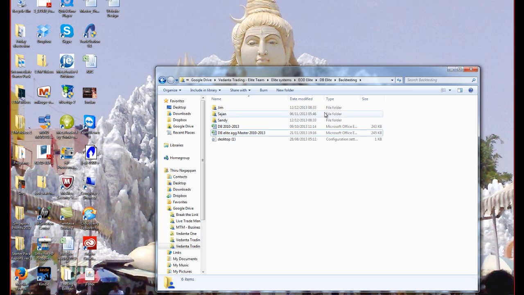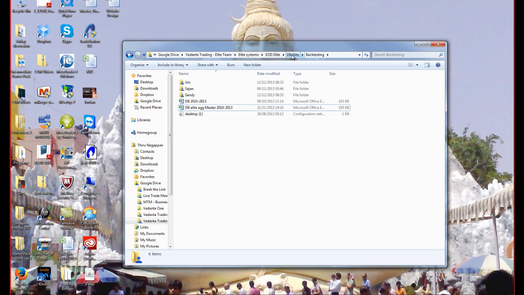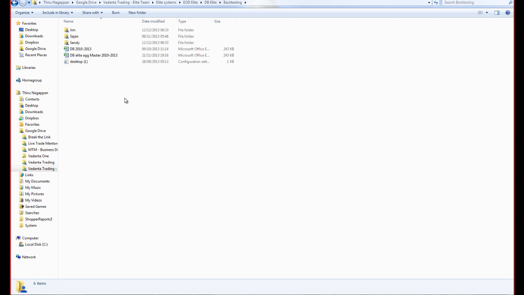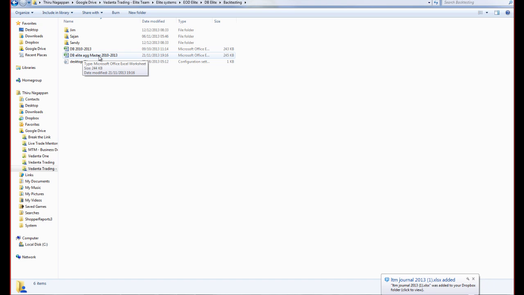Now, where are the files? Let me show you where the files all are. Over here, you can see under the DB Elite folder, under the backtesting. So if you go under Vedanta Trading Elite Team, Elite Systems, End of Day Elite, and then go on the DB Elite, go on the backtesting, there it is, DB Elite Aggressive Master 2010. If you open that up, you can see all the GBP/USD dates that we should have entered the trade, yeah?